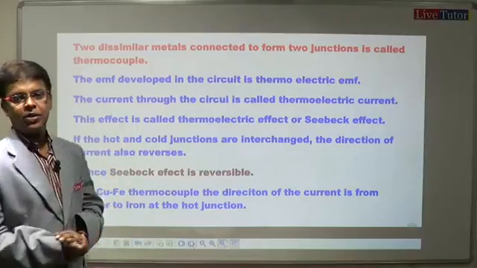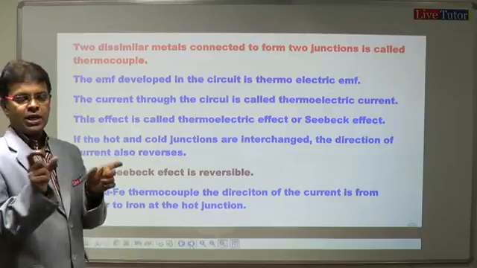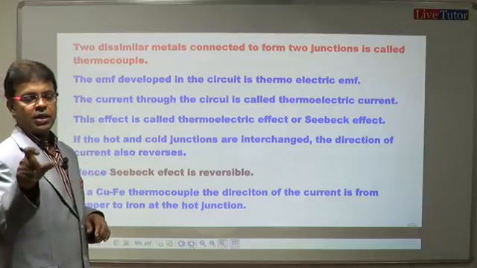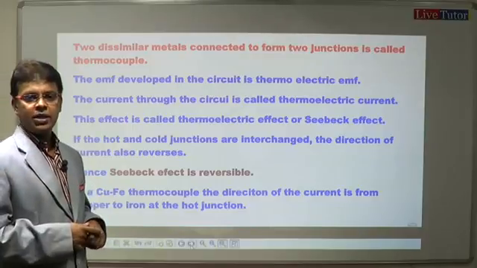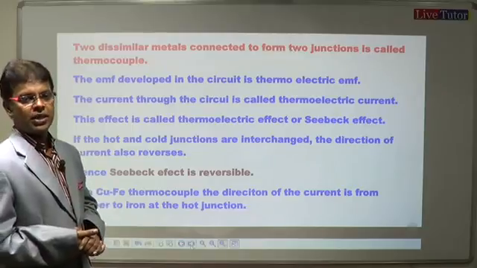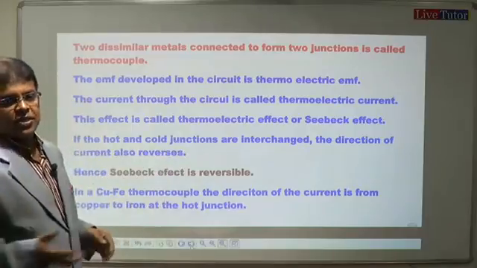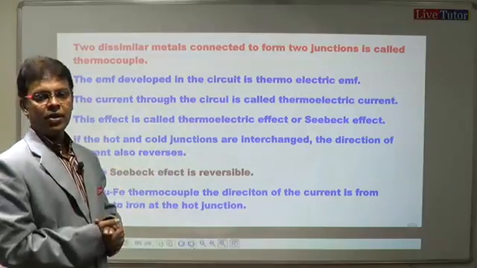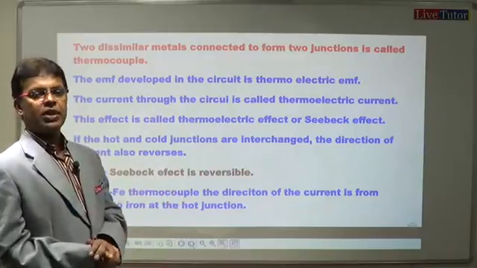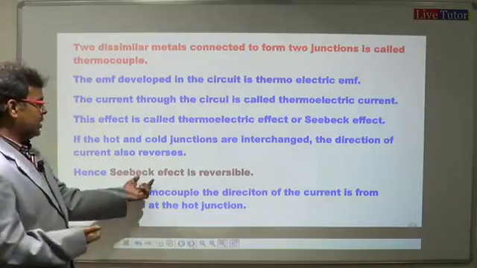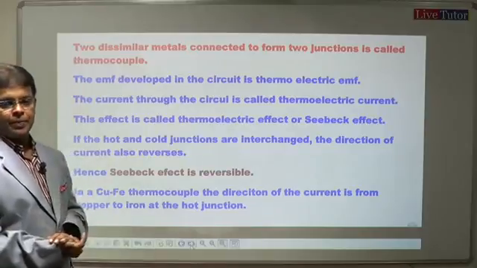And this effect is nothing but called a thermoelectric effect, which we have already seen, right? When a circuit consisting of two dissimilar metals, an EMF is induced when the two junctions are maintained at two different temperatures. That is called the Seebeck effect. And if the hot and cold junctions are interchanged, the direction of current will be changed. When the cold and hot junctions are interchanged, the direction of current is also reversed. So this is called a reversible effect. We can say that the Seebeck effect is also reversible.